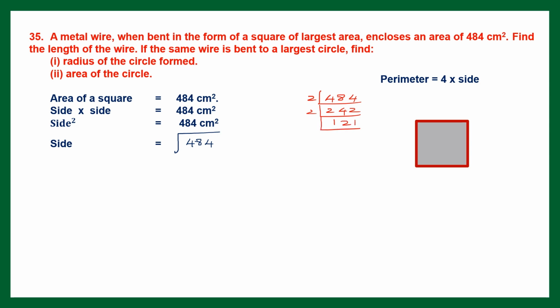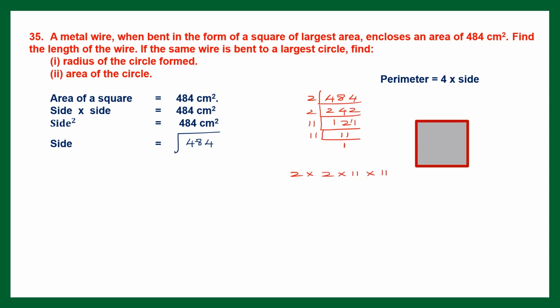Now here we have 121, which can be divided by 11. 11 ones are 11. There's one left there. Again, you have 11, 11 ones. So continue, 11 ones are 11. Now let's write down the prime factors: 2 into 2 into 11 into 11.